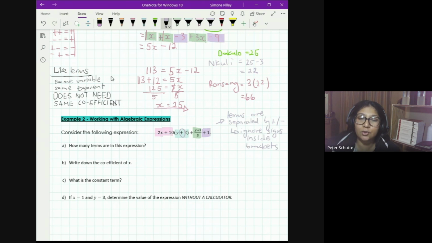Now, Rory-san, let me show you where you are wrong. So let's erase this a little bit. You are correct. Here's a plus over here, so that has separated this term, and there's a plus over here. So we have separation. But Rory-san, can you see there's also a plus here? Yes, ma'am. So actually 2x is a term by itself. And then 10 times y plus 2 is also a term by itself. Because can you see between 10 and my brackets, is there a plus or minus separating those two?